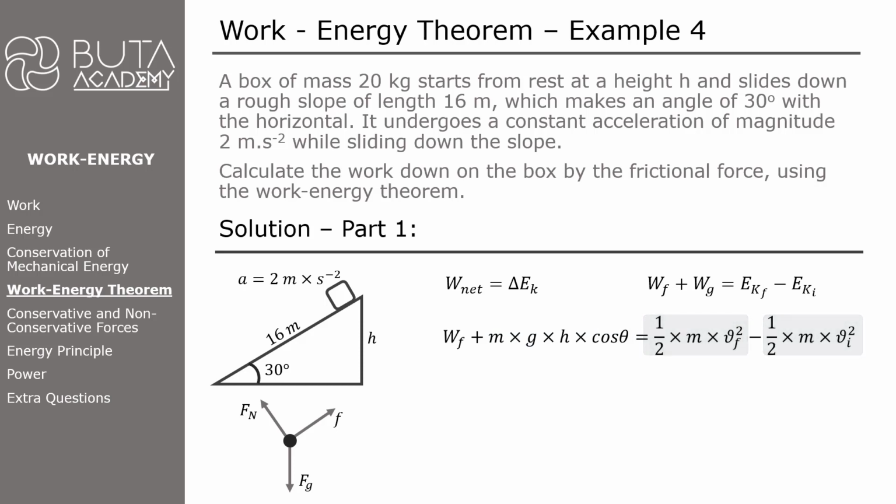velocity of the box. Beside the work done by friction, there are two missing values in this question: height of the incline and the final velocity of the box at the bottom of the incline.